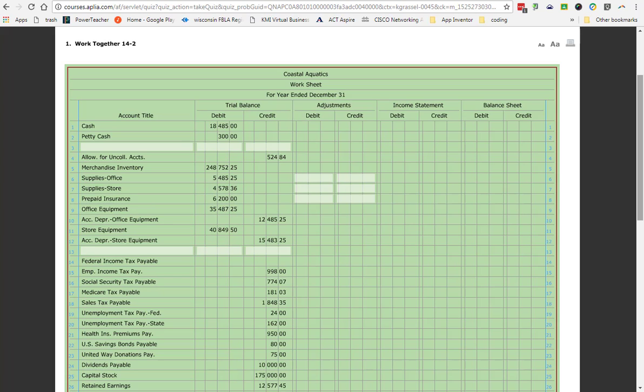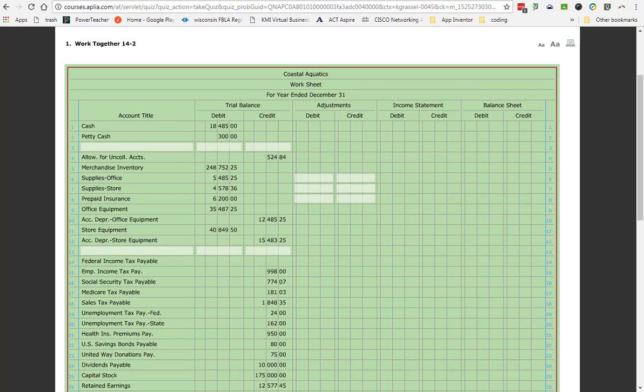Don't do anything else on your worksheet until that equals. Because if that doesn't equal, nothing else will come out and you're just wasting your time and end up having to erase and re-add and do things. Can't say it enough. Don't do anything else until the debits and credits equal. Okay? So some of the information has been filled in for us.